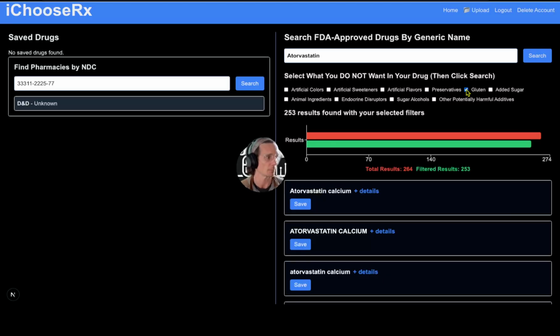Next one, gluten. I don't want any gluten in there. Let's check it off. 17 of them get taken off. So some more products filtered out. Some atorvastatin formulations contain gluten-based inactive ingredients. Why does this matter? Obvious. For some people with gluten sensitivities or celiac disease, or for all people, gluten can trigger chronic inflammation, which keeps your immune system in a constant overdrive, adding stress to your heart.